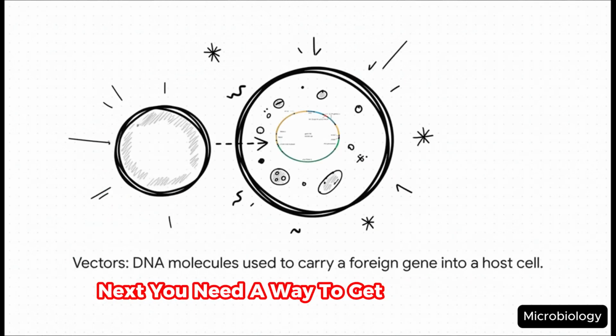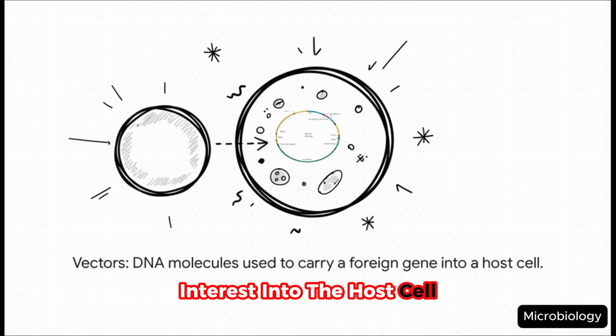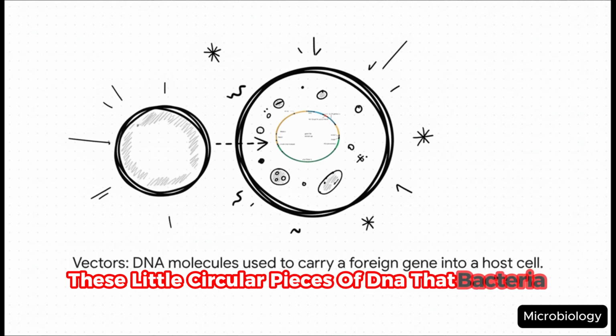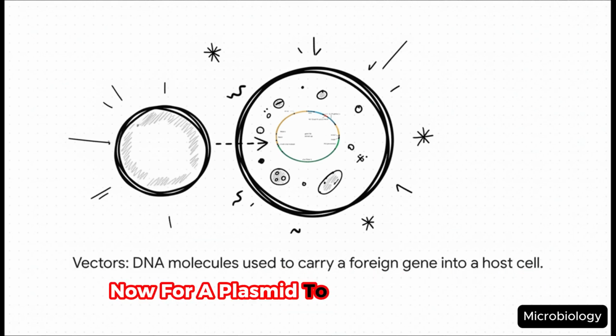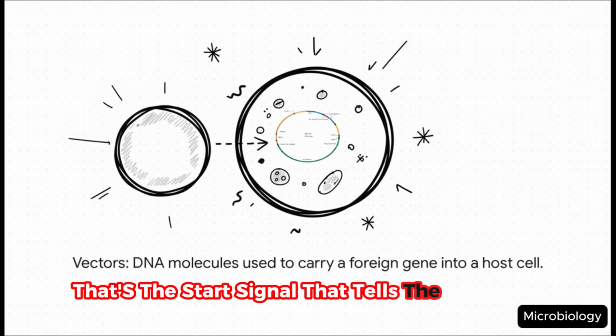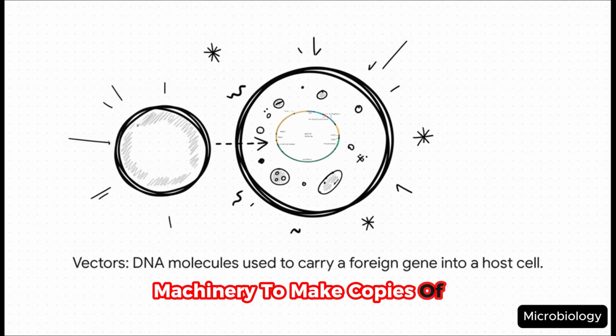Next, you need a way to get your gene of interest into the host cell. That's where a vector comes in. The most common vectors are plasmids, these little circular pieces of DNA that bacteria have. Now, for a plasmid to be a good vector, it absolutely has to have something called an origin of replication. That's the start signal that tells the host cell's machinery to make copies of it.